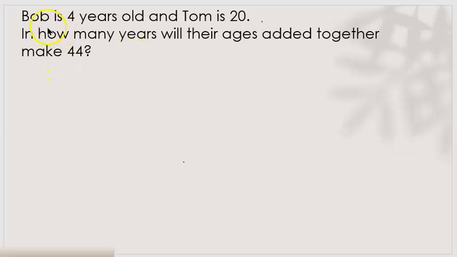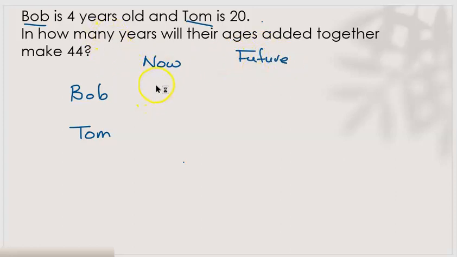Okay. Bob is 4 years old and Tom is 20. In how many years will their ages added together make 44? All right, so we know that we're talking about Bob and we're talking about Tom. And so let us write Bob and let us write Tom. And we are talking about now, and we're talking about sometime in the future. Bob is 4 years old now, and Tom is 20. In how many years will their ages added together make 44?